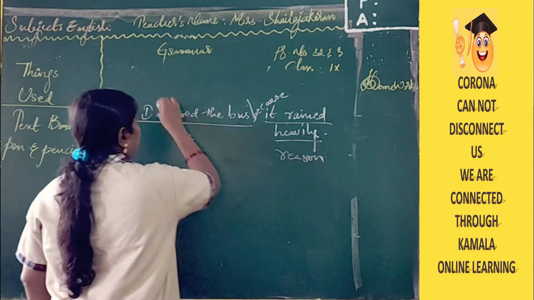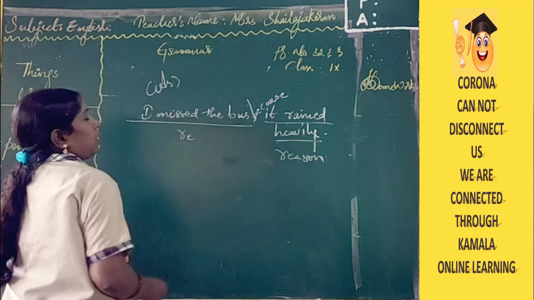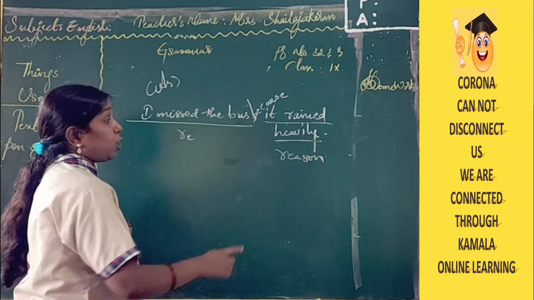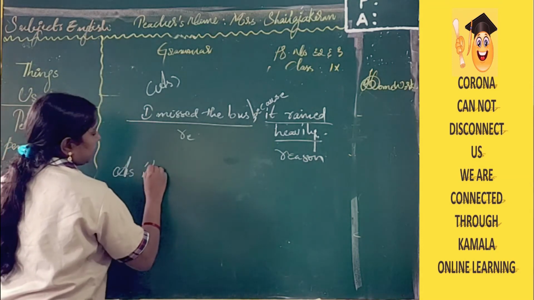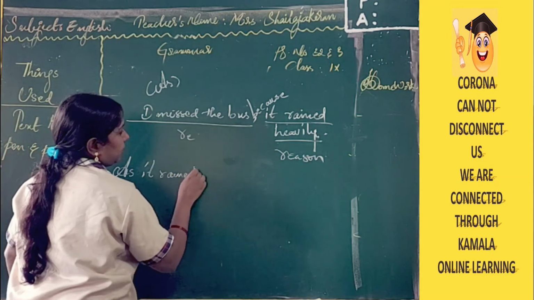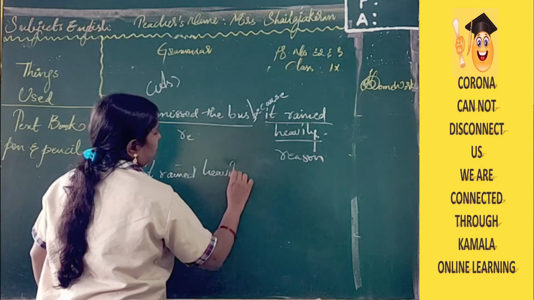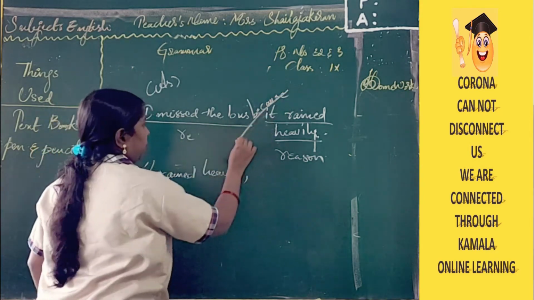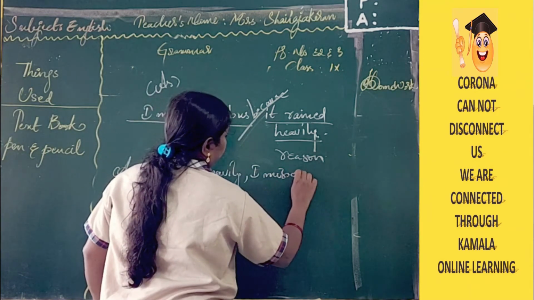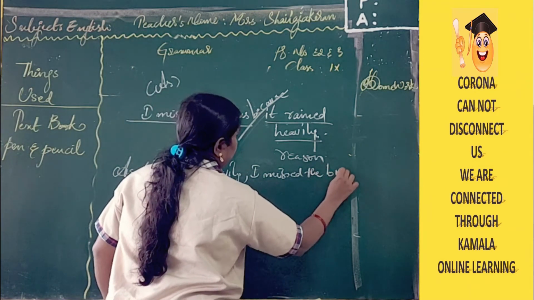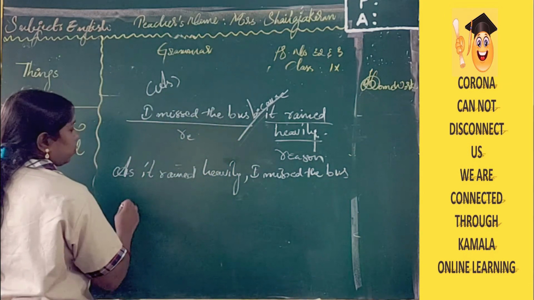I told you, to what should we add "as"? To the reason you should add it. So how should you write? As it rained heavily, comma, this "because" will be dropped. I missed the bus. Or else you can write like this also.